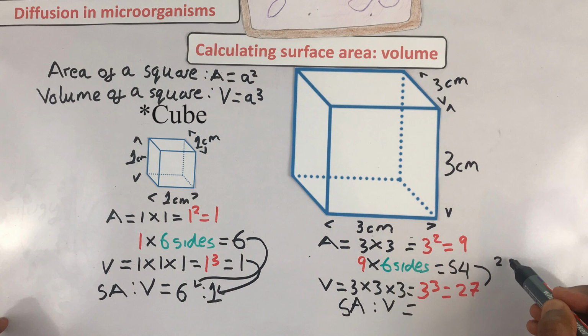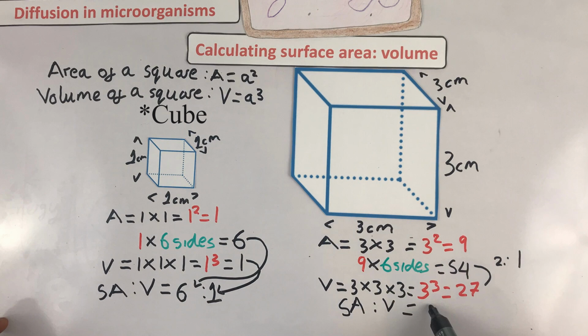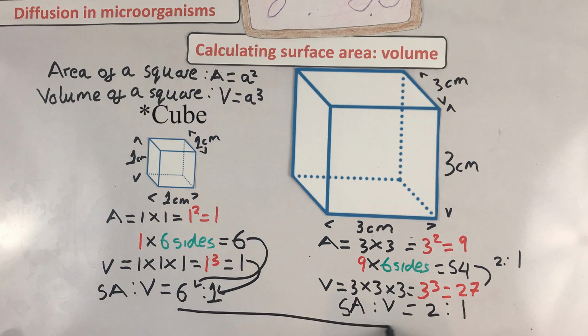But we can simplify organism B. Dividing both sides by 27, we'll get a 2:1 ratio. So organism A has a surface area to volume ratio of 6:1, while organism B has a 2:1 ratio. Clearly, it is better to be smaller when it comes to surface area to volume ratio.